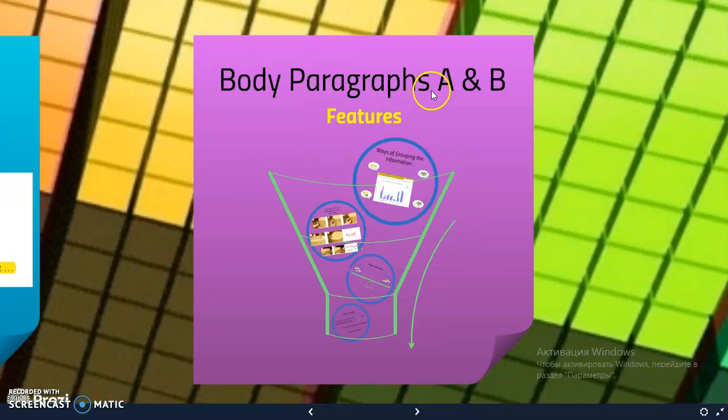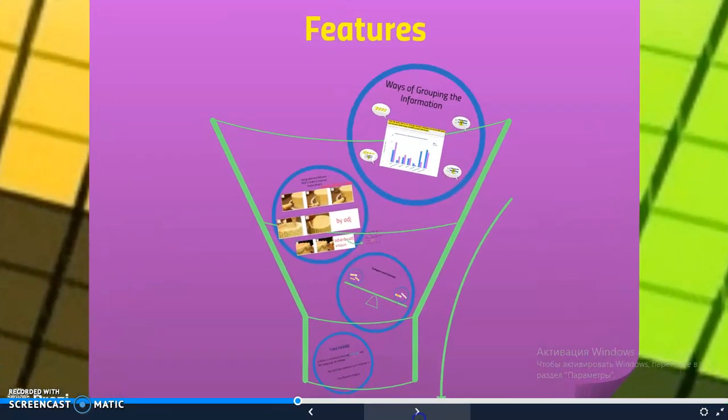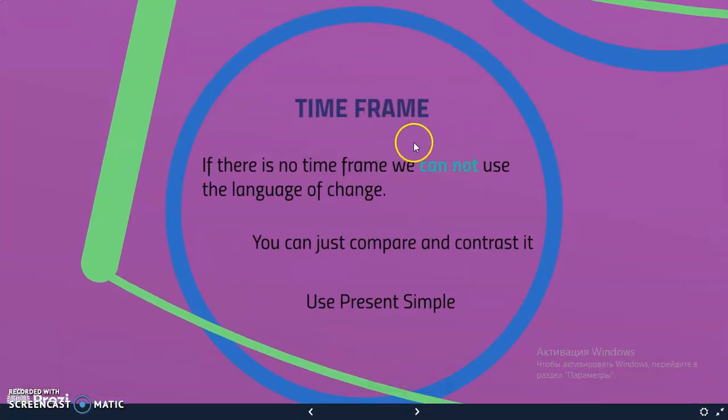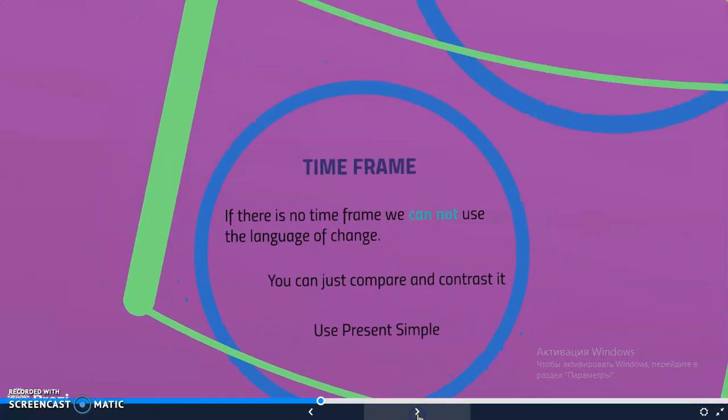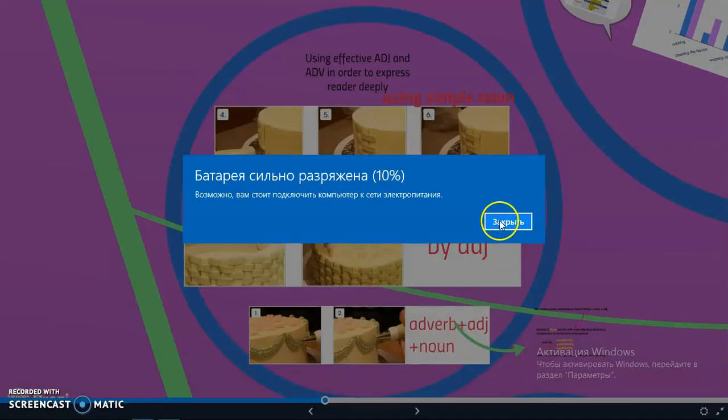So body paragraph 1 and body paragraph 2, what kind of features should be there? First of all, time frame. If there is no time frame, you cannot use the language of change, you can just compare and contrast, use present simple mostly. Use adjectives and adverbs in order to express ideas more deeply, using adjective plus noun, or adverb plus adjective plus noun.